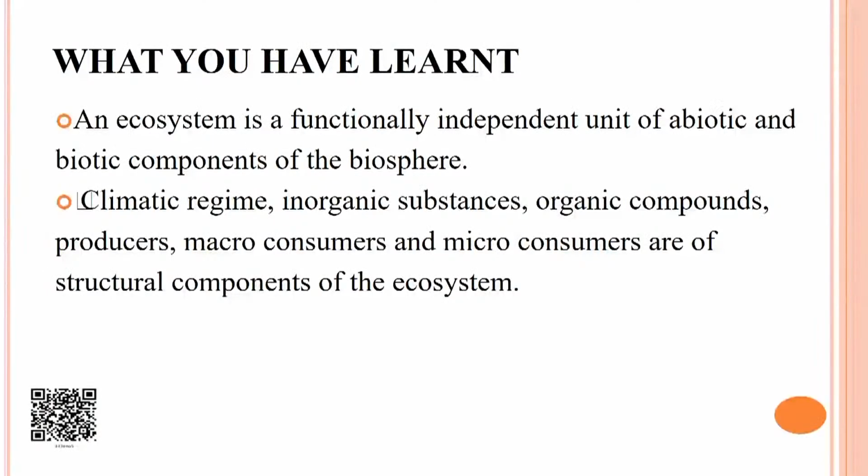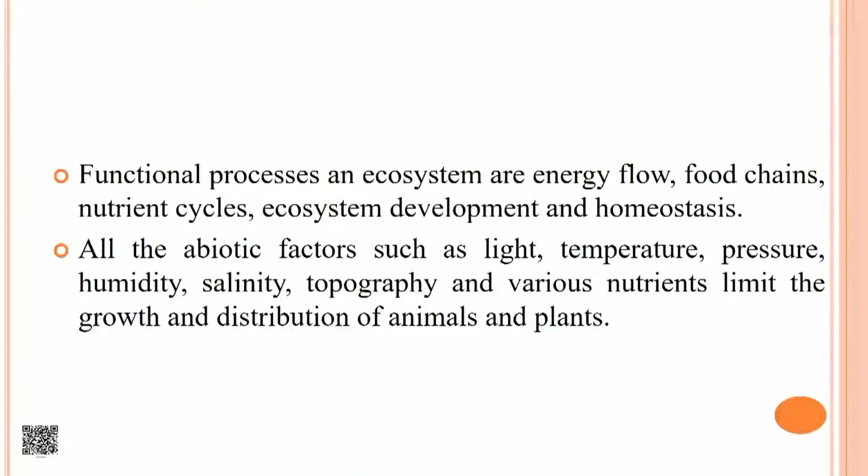So, before we wrap up, we would like to recap what we have discussed throughout the session in the form of what you have learned. An ecosystem is a functionally independent unit of abiotic and biotic components of the biosphere. Climate regime, inorganic substances, organic compounds, producers, macro consumers and micro consumers are the structural components of an ecosystem. Functional processes in an ecosystem are energy flow, food chains, nutrient cycles, ecosystem development and homeostasis.